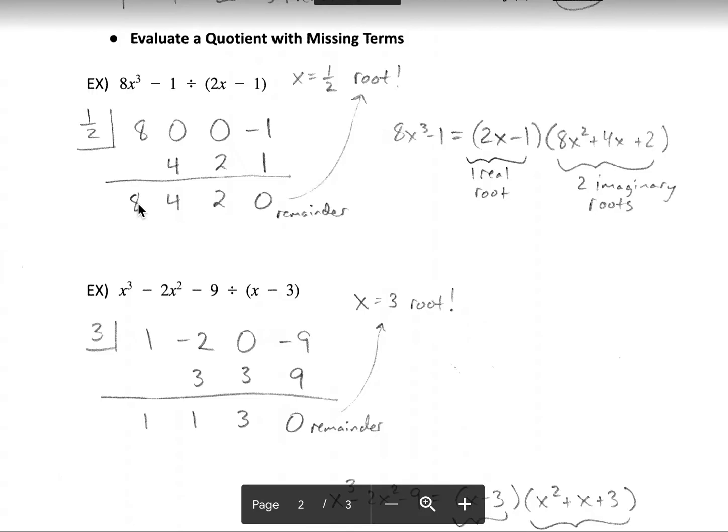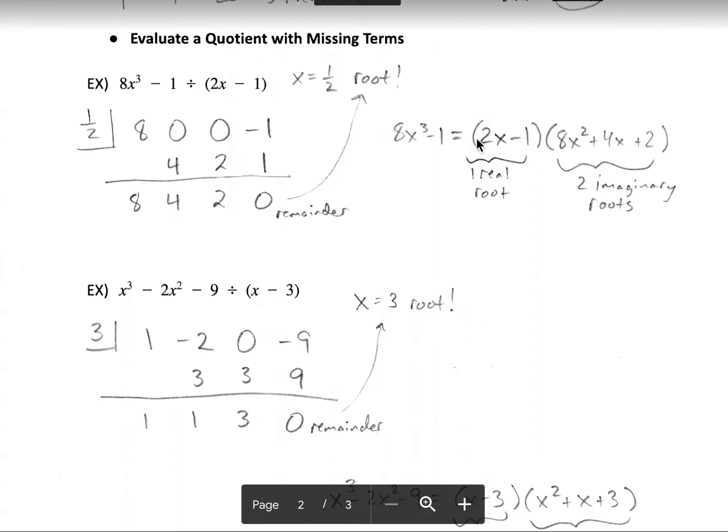Drop that first term down, and then take half of 8, that's 4. Combine, we get 4, take half of that, that's 2. Combine, we get 2, half of that is 1. Combining gives us a 0 remainder, which must mean that there is a root or an x-intercept at x equals 1/2. So 2x minus 1 is a factor, and the result of our division is our other factor. With 1 less degree from a cube, that would mean 8x squared plus 4x plus 2.